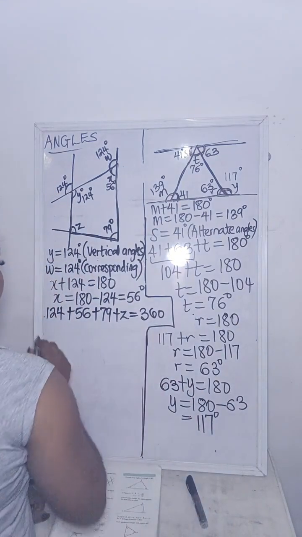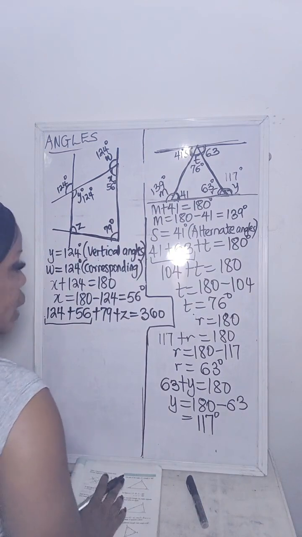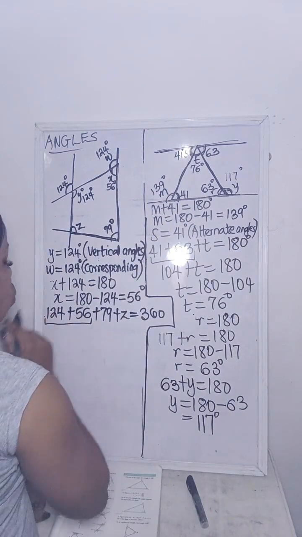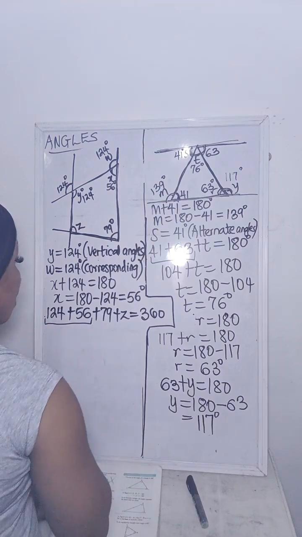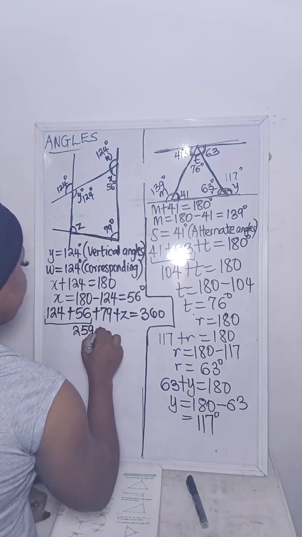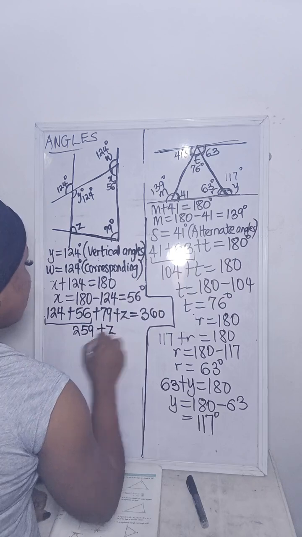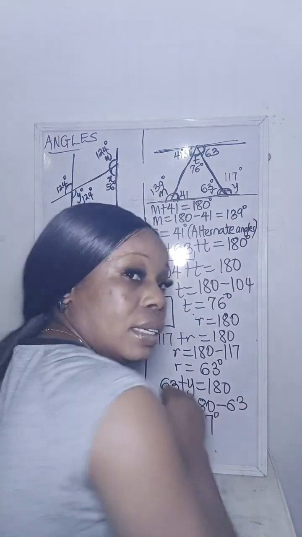So let's add up. The addition of this with this will give us 180. So let's add 180 to 79. That would give us 259. 259 plus z equals 360.